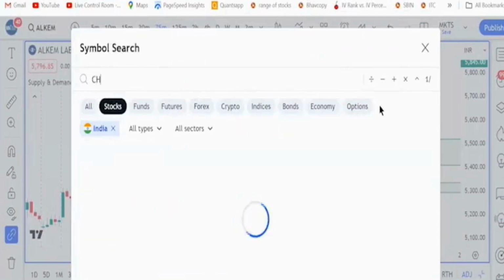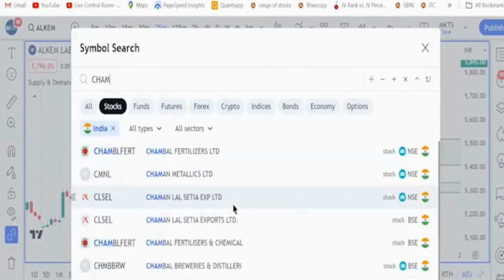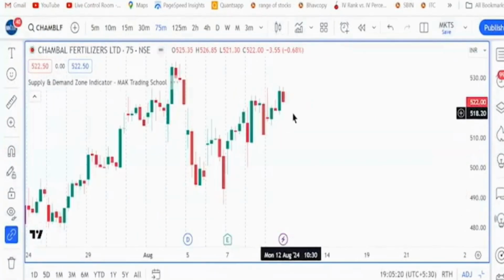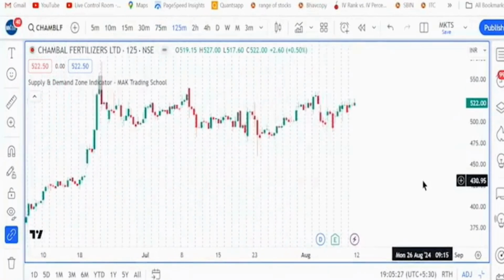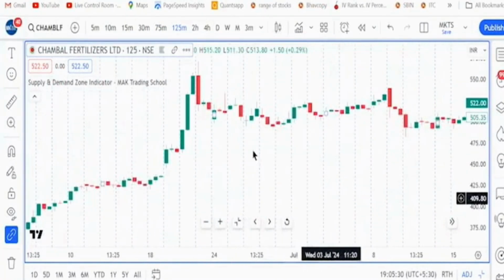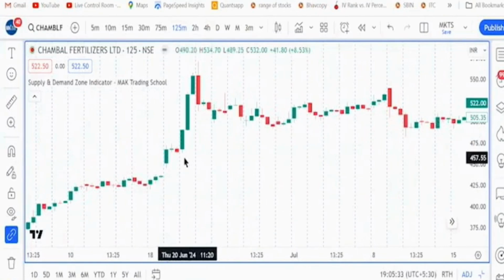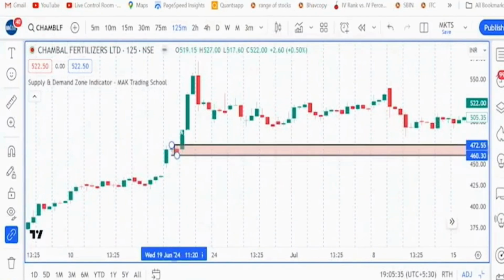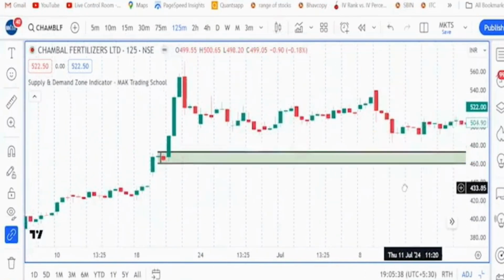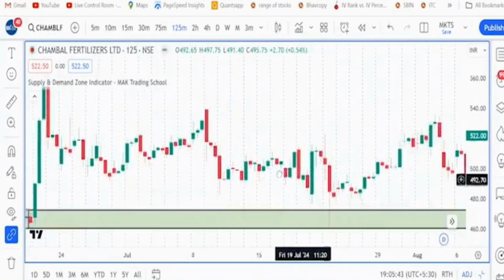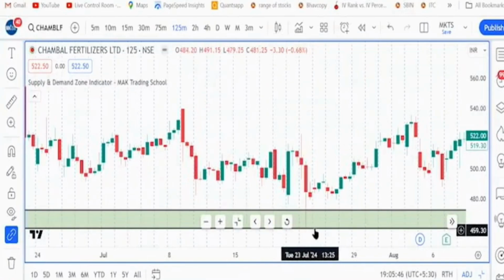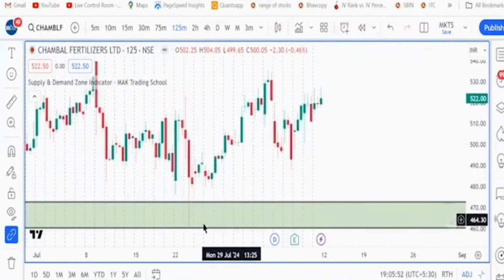Another trade was Chambal Fertilizers. Chambal Fertilizers was on a 125-minute time frame. Can you see this zone? Rally base rally. Price came back, came close. Now you'll say this is stopped out. So that's why I tell you, don't put your stop loss exactly at distal. It has to go beyond distal. So this is also a very nice trade.